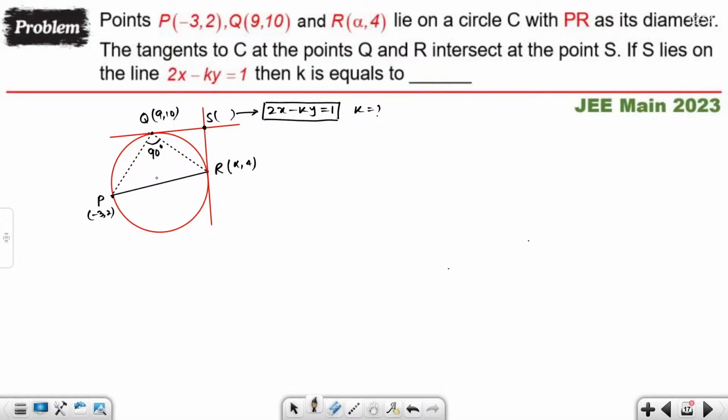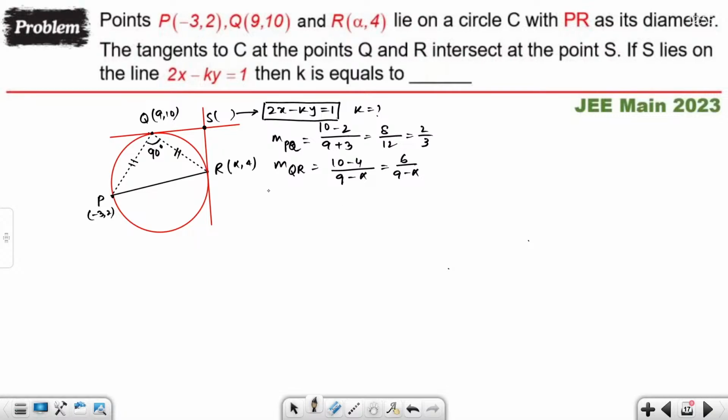And if it is 90 degrees, the product of the slopes PQ and QR will be equal to -1. What is the slope of PQ? The slope of PQ is 8 over 12, which is 2 over 3. And what is the slope of QR? It's 10 minus 4 divided by 9 minus alpha. So that gives us 6 over 9 minus alpha, right?